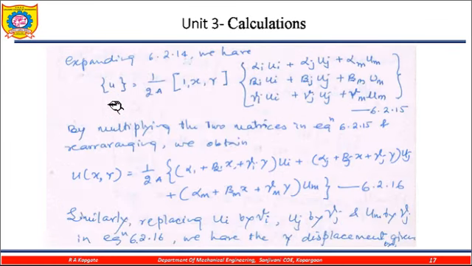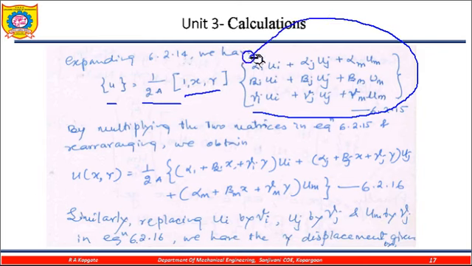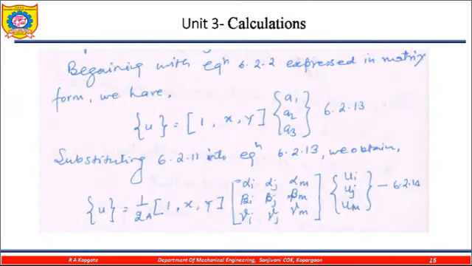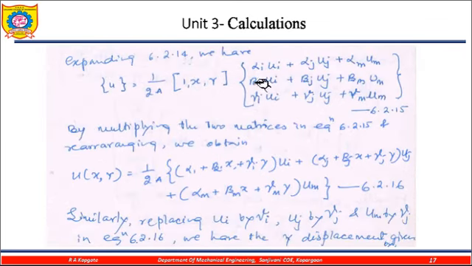So the displacement function, the u function, is equal to 1 upon 2A times 1 x y, and these are the changes, that is alpha i ui. This is the multiplication of these two things, the row by column multiplication. So alpha i ui plus alpha j uj plus alpha m um.